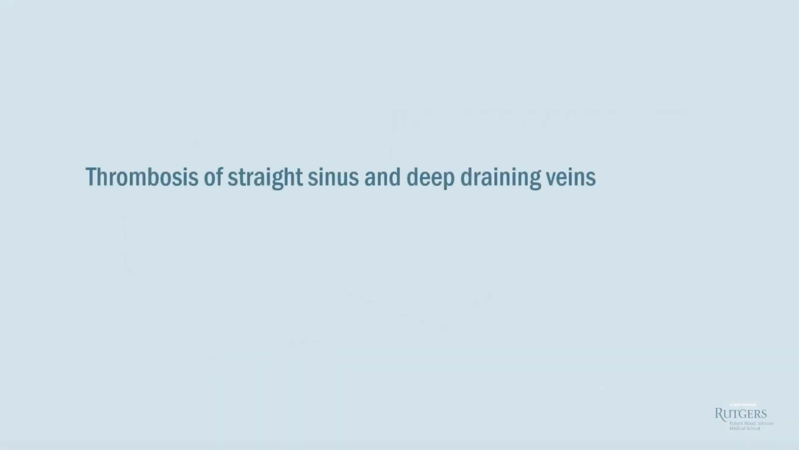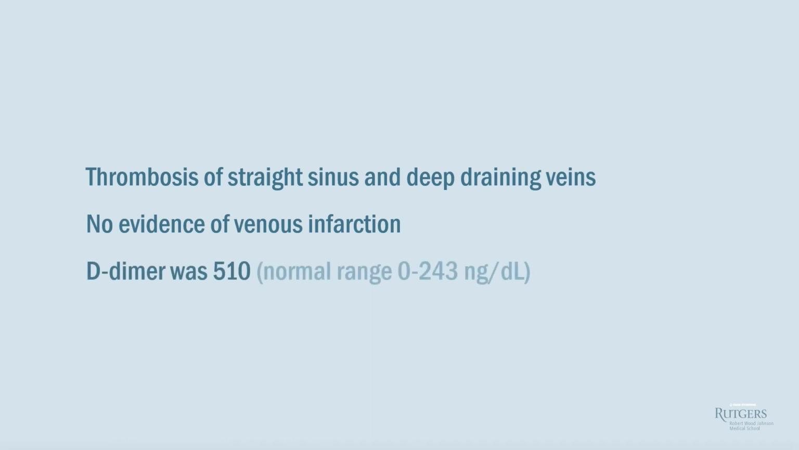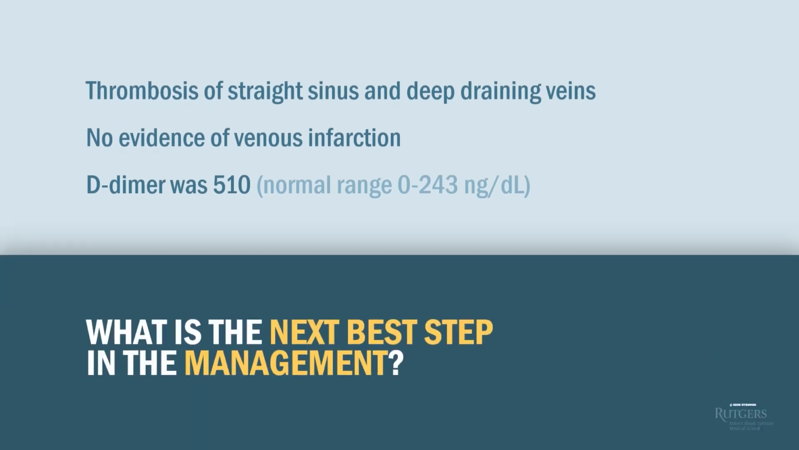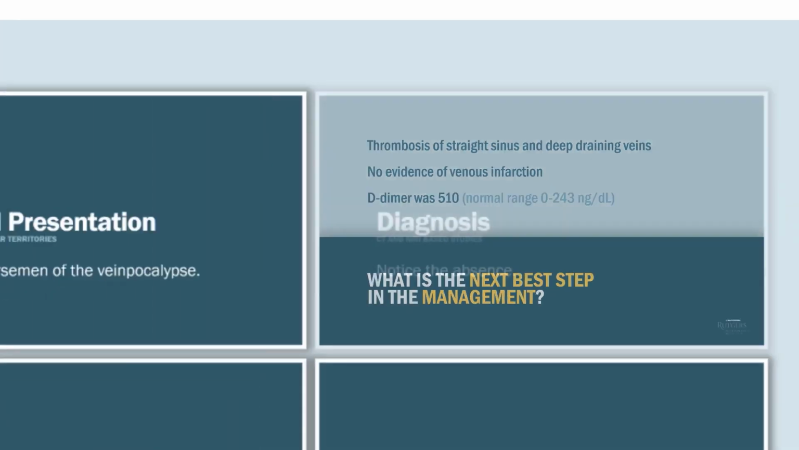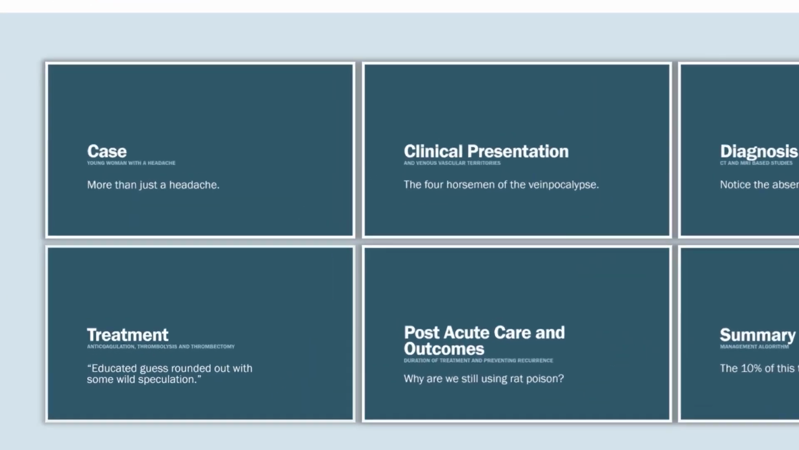In our patient, thrombosis of the straight sinus and deep draining veins was confirmed. And there was no evidence of venous infarction, as we just saw on the imaging. D-dimer was also done and was elevated at 510 nanograms per deciliter. What is the next best step in the management? Time to treat.